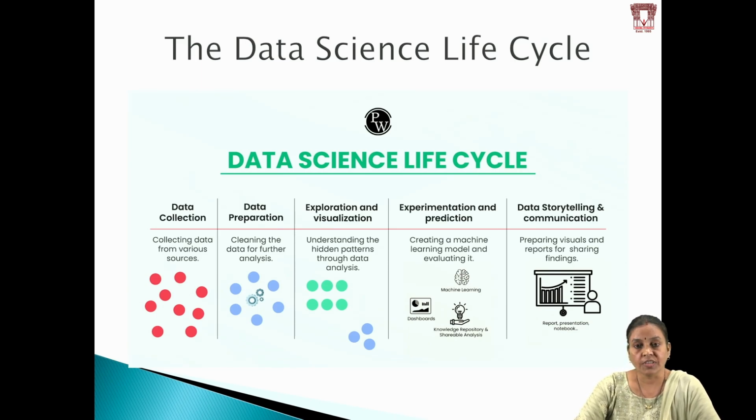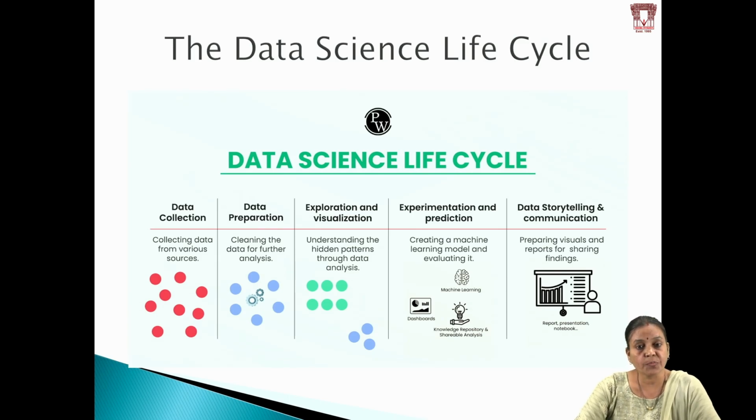Now, let us move to the next topic, called data preparation. Data preparation is the second step in the data science life cycle. So, what is data preparation? Data preparation is nothing but cleaning the data for further analysis. As you can see in the picture, when you go for the data collection, we have the different data there.